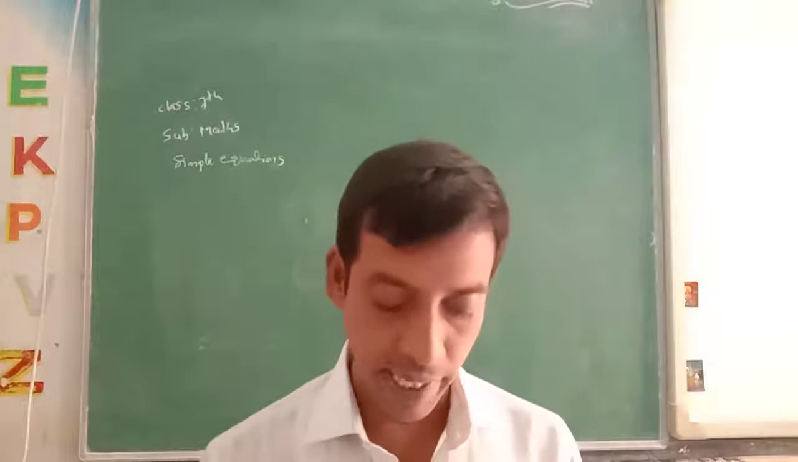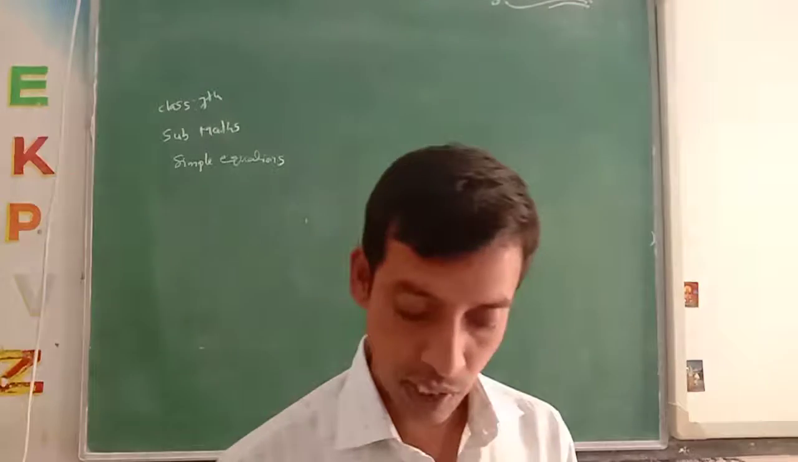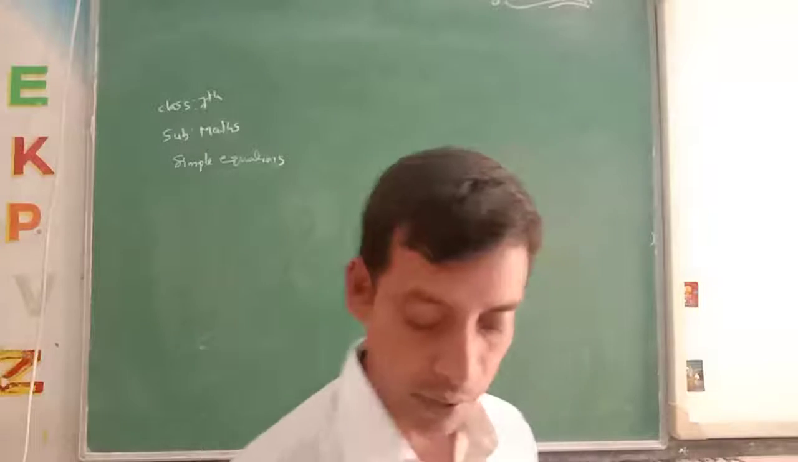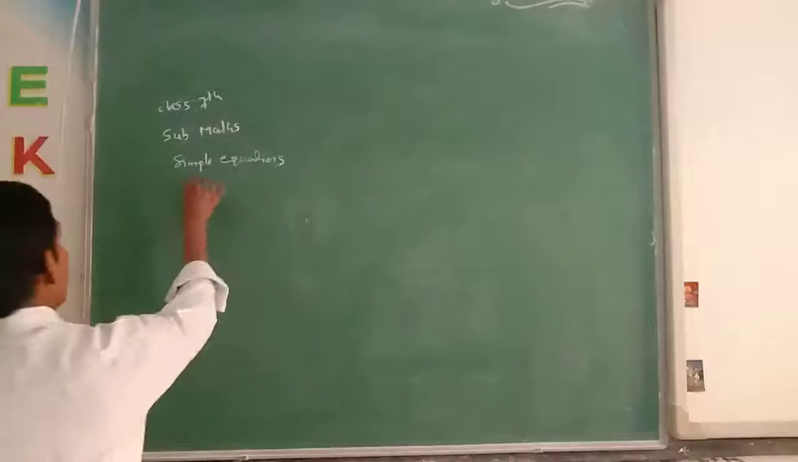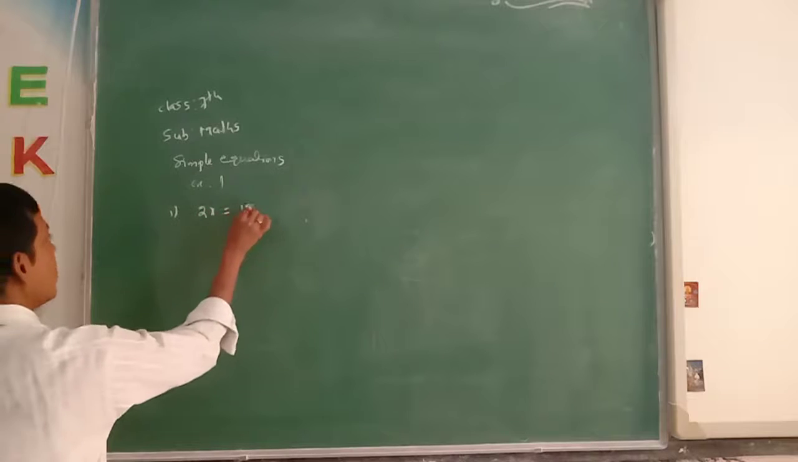Open page number 59. Write the LHS and RHS of the following simple equations. Okay? I'll do only two of them. You have to do the remaining as homework. So, the first one: 2x is equal to 10.